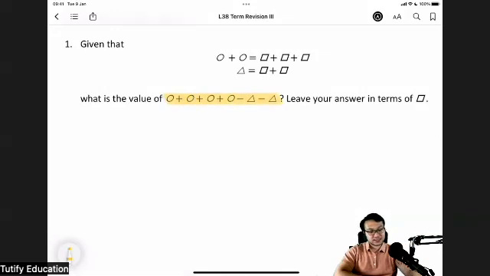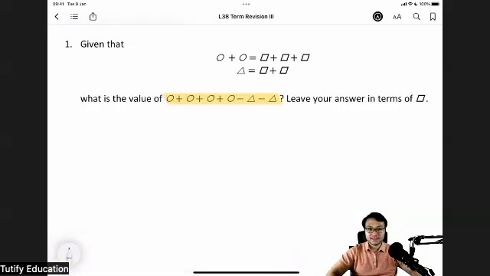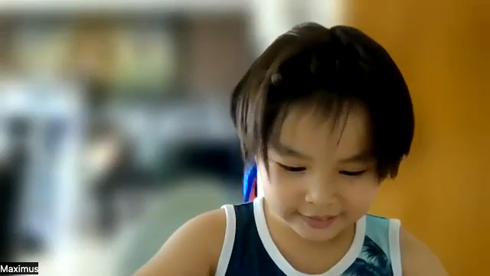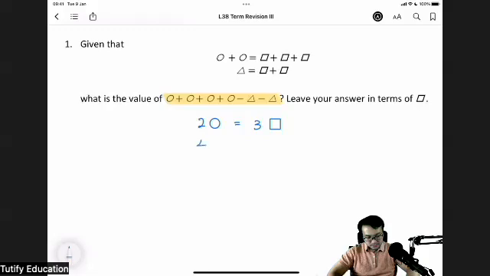Maximus, you want to explain how you got your answer? So Maximus, what's the answer? 2 squares. Yes, 2 squares. 4 circles minus 2 triangles is equivalent to 2 squares. How do you know that? The question tells us that 2 circles represents 3 squares. So there's 4 circles, so 3 plus 3 is 6. 4 circles will represent 6 squares.